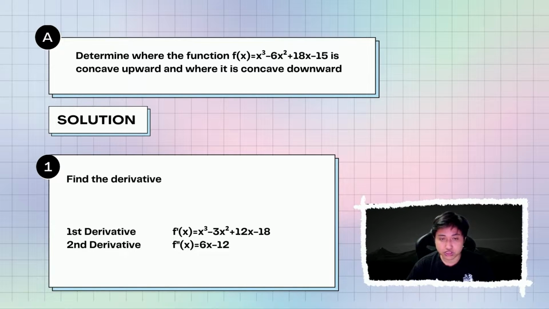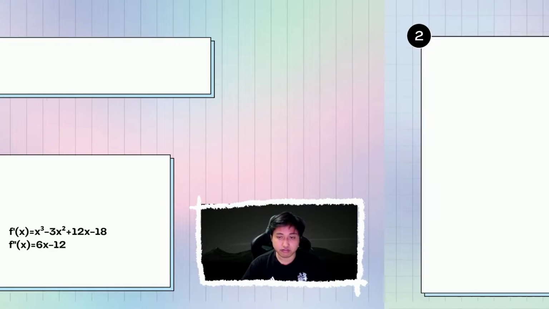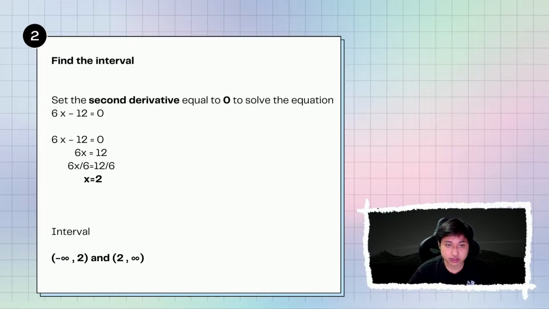So for the solution, we will be using the power rule to find the derivative, and then we will get the first derivative, which is f'(x) equal to 3x squared minus 12x plus 18, and for the second derivative we will get 6x minus 12. The next step is to find the interval.